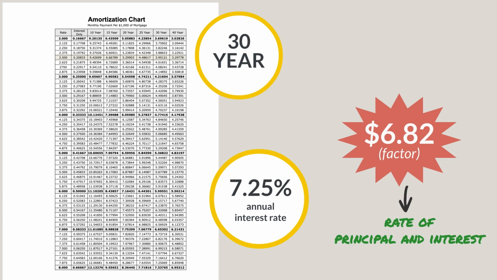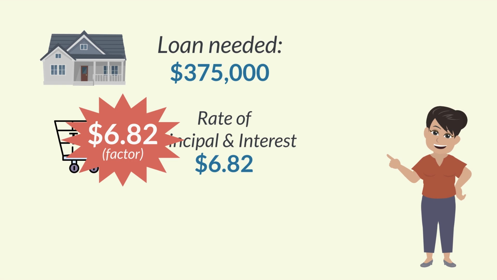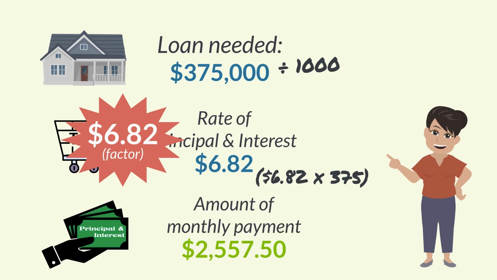So using the chart, 30 years at 7.25%, Claudia's factor would be $6.82. Claudia would have to pay $6.82 for every $1,000 she wants to borrow. Her loan is $375,000, which consists of 375 thousands, so we multiply $6.82 375 times, for a monthly payment of $2,557.50.